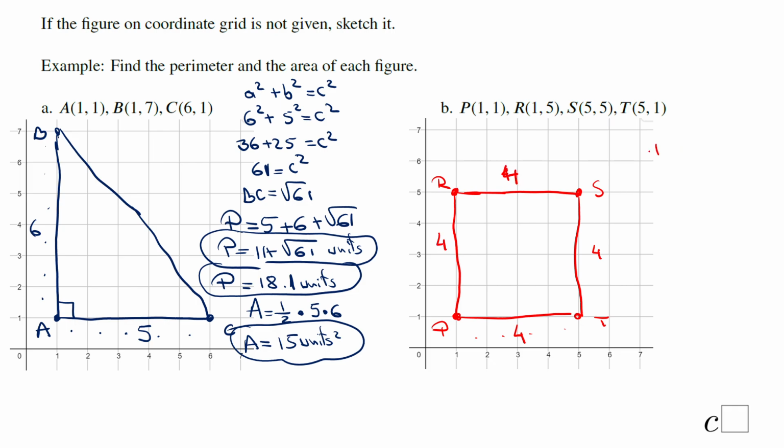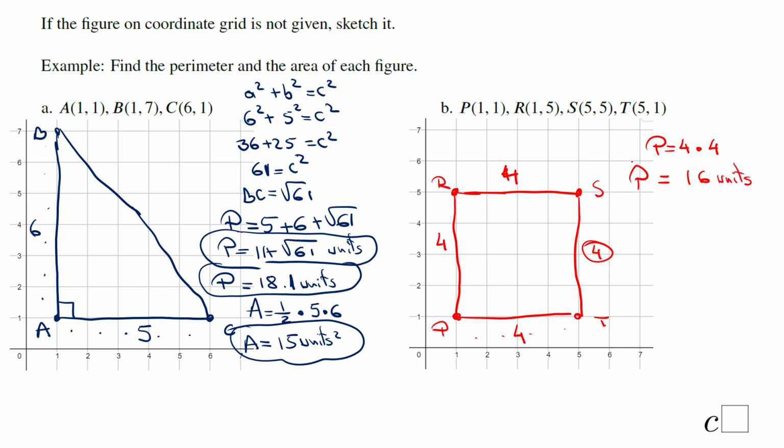So the perimeter will be 4 times 4. The first 4 because we have 4 sides, and the second 4 because we have a length of 4. So that will be 16 units.